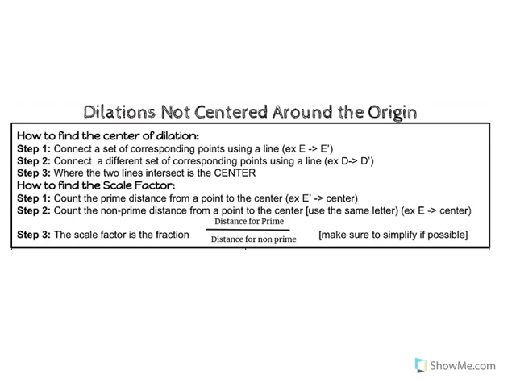To find the center, you're essentially going to create a system of equations using lines. You're going to connect a set of points, for example, E to E prime and D to D prime. Or use a different set of letters, just make sure you're going from the same letter to its prime to make a line. Where those two lines intersect is the center. You'll have something like this, and that's going to be your center of dilation. So that's how you find the center.